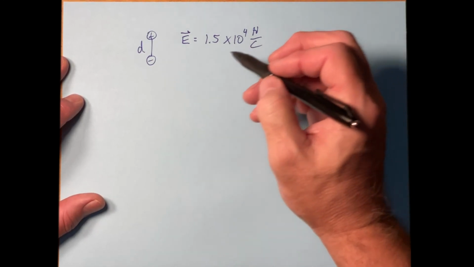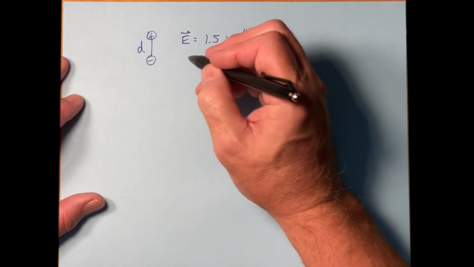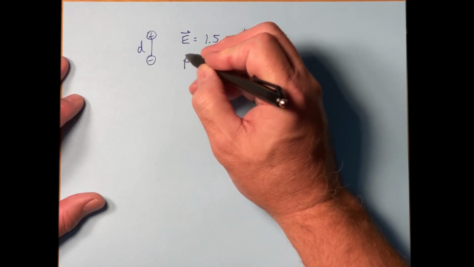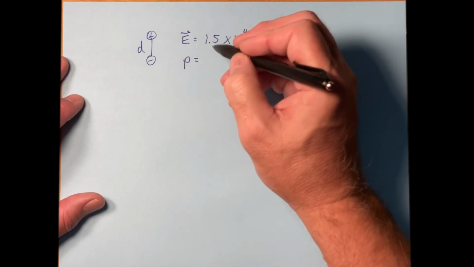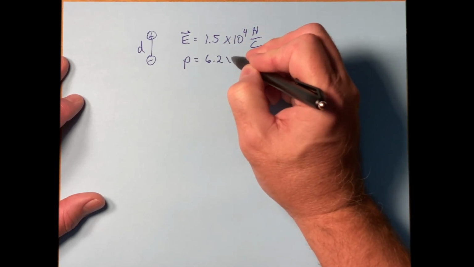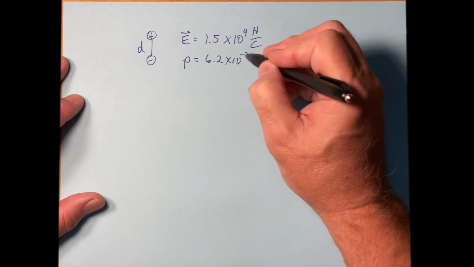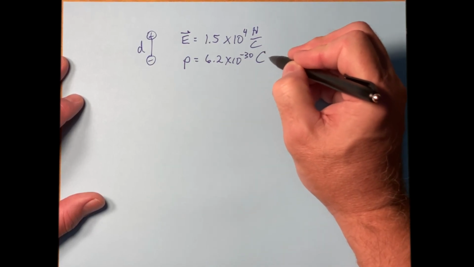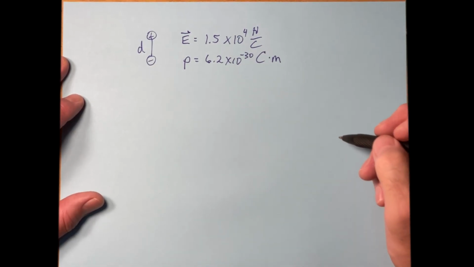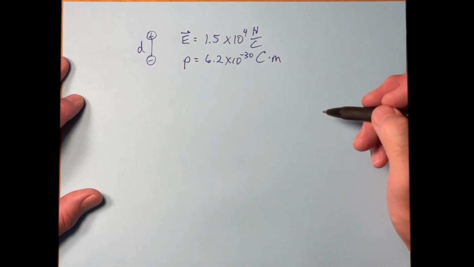So it's a constant value. We know that this is going to be a water molecule, so you can go look up the dipole moment for a water molecule. And it is 6.2 times 10 to the negative 30th coulomb meters. Okay, so these are the given things.